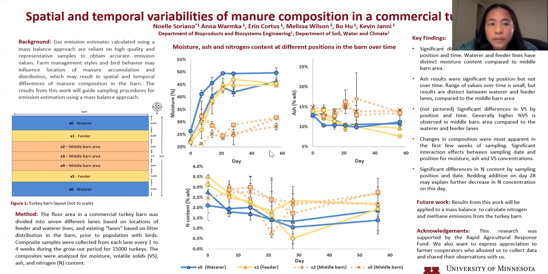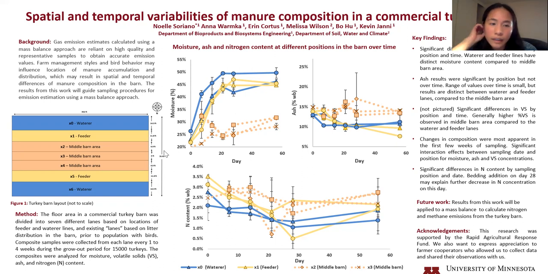On the graph on the right, we see the opposite trend, where the ash concentration values in the middle of the barn area lanes are higher than the ash content values at the waterer and feeder lanes. The volatile solids results are not actually pictured here. However, it does share the same trend as the ash concentration values.